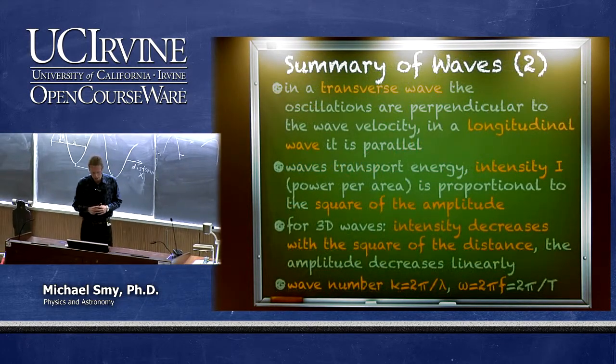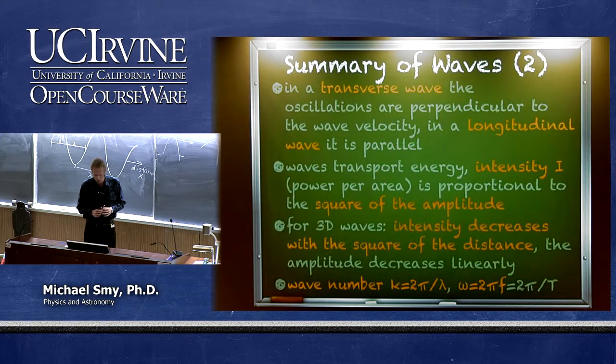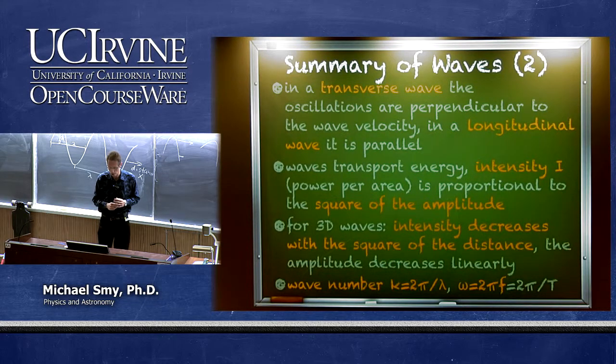So there are two kinds of waves, transverse waves and longitudinal waves. And in the transverse wave, the oscillations happen perpendicular to the direction of propagation. And for a longitudinal wave, those oscillations are parallel. Waves transport energy, and we can define an intensity, which is the average power per area. And this intensity is proportional to the square of the amplitude. In the case of three-dimensional waves, this intensity decreases with the square of the distance.